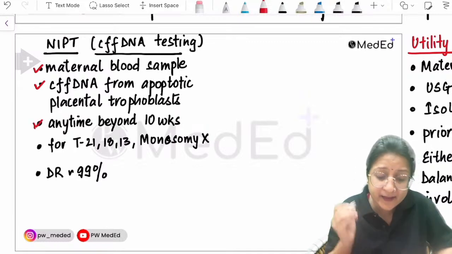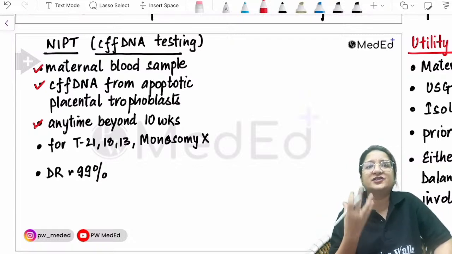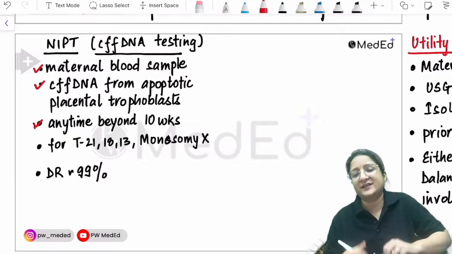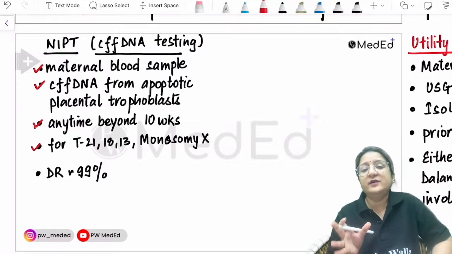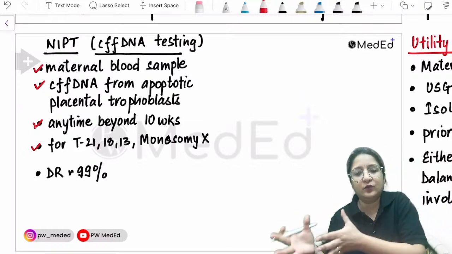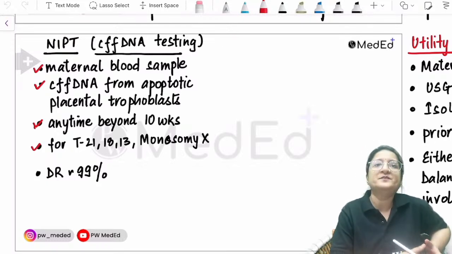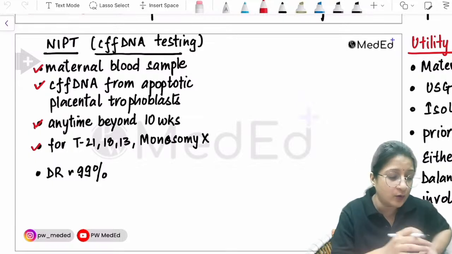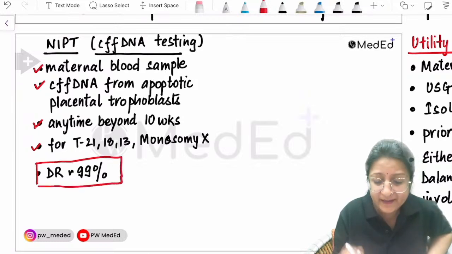It can be done anytime beyond 10 weeks. We can't do it before 10 weeks, because before that the fetal fraction in the maternal systemic circulation is very low. We need at least 10% fetal fraction. Currently it is available for trisomy 21, 18, 13 and monosomy X. Limiting factor is the cost. It is very costly, and that is why there's a difficulty in doing it for all women. However, it does give a detection rate of 99%.